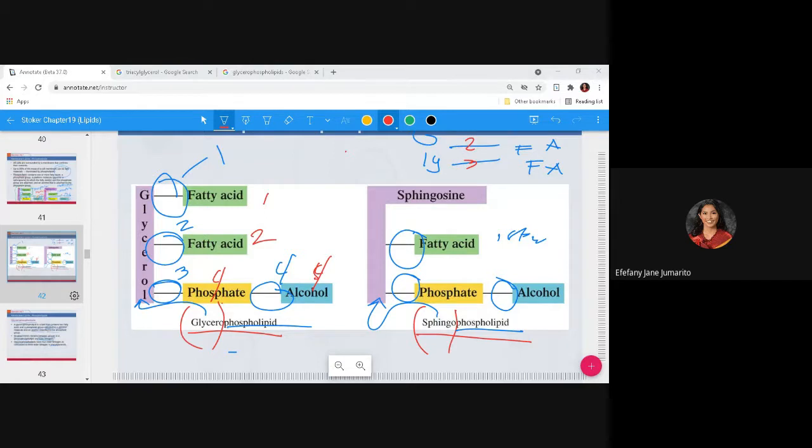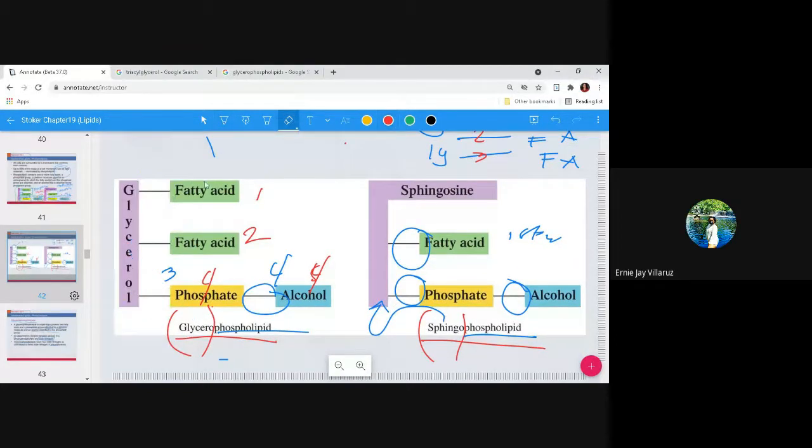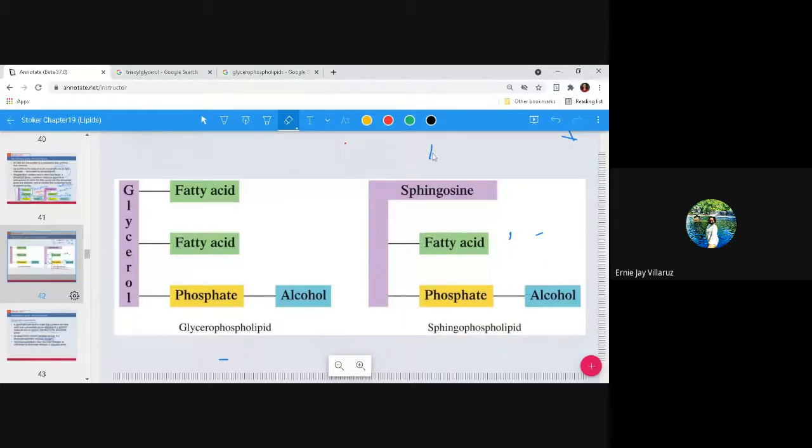Okay, so Ernie, what's the difference between glycerophospholipid and sphingophospholipid? Look at it, class. Okay, ma'am, the difference between glycerol phospholipids and sphingophospholipids is that glycerol phospholipids contain two fatty acids and their backbone is glycerol, then sphingophospholipids contain one fatty acid, and their backbone is sphingosine. Then the glycerol phospholipids, ma'am, is a hydrophilic phospholipid which is non-polar, then the sphingosine is polar.